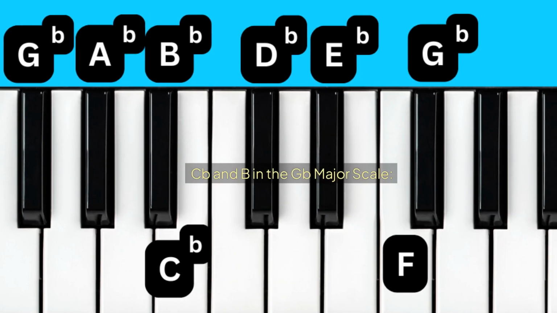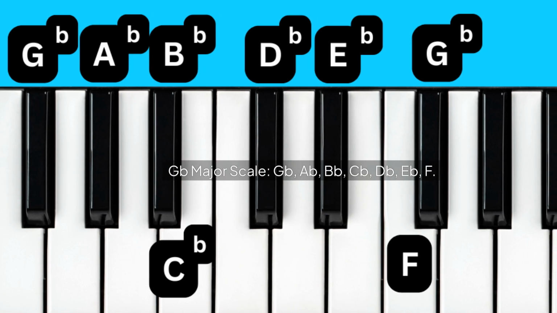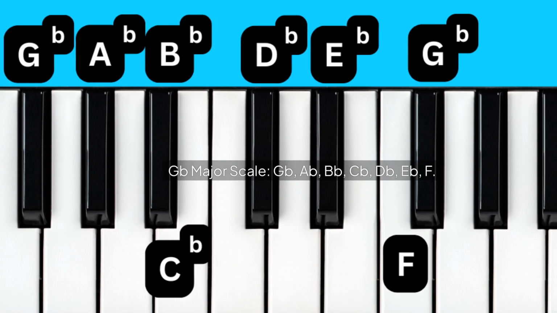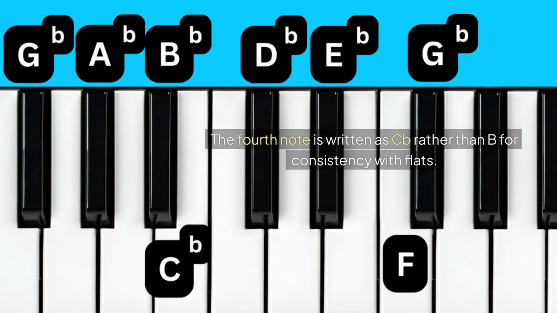C flat and B in the G flat major scale. G flat major scale: G flat, A flat, B flat, C flat, D flat, E flat, F. The 4th note is written as C flat rather than B for consistency with flats.